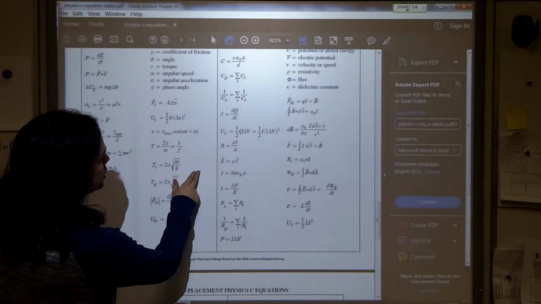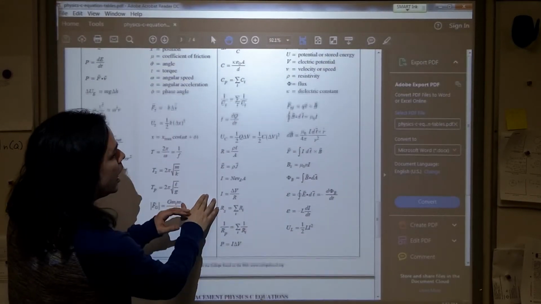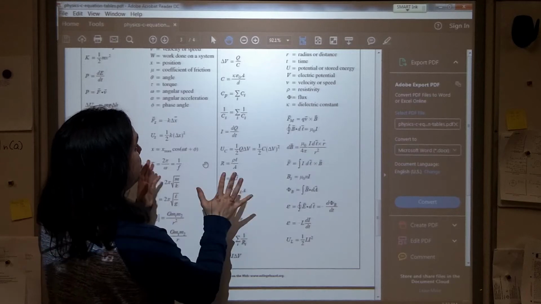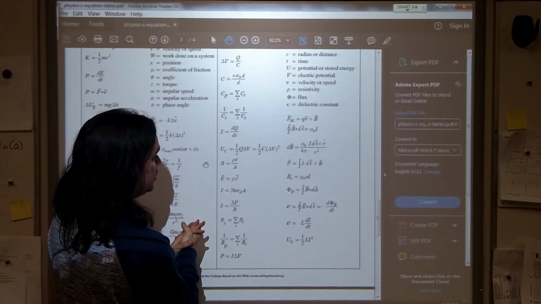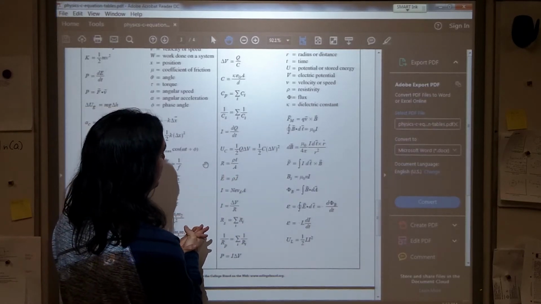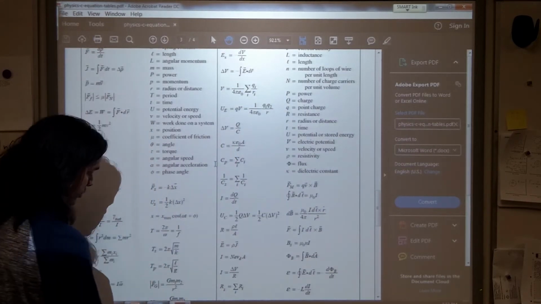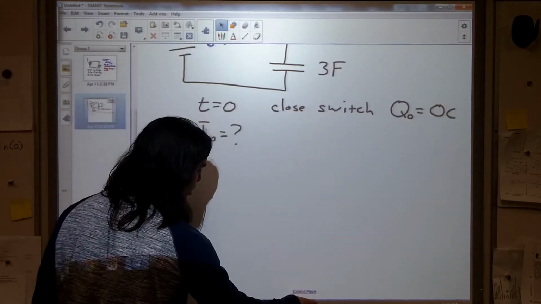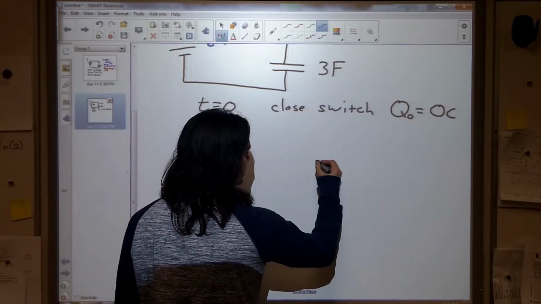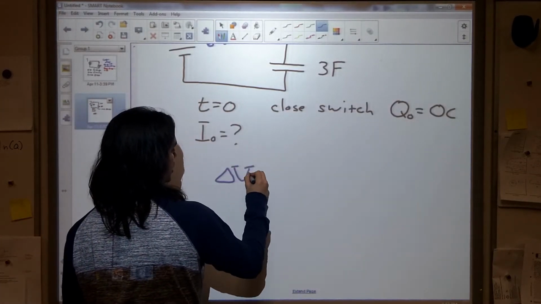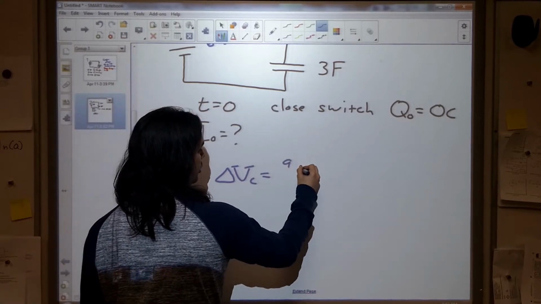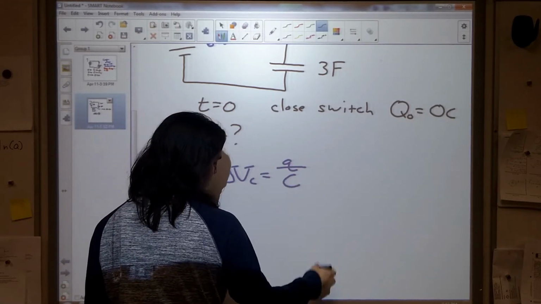Here's the AP equation sheet, since I'm trying to get you prepared for that. Let's see. So we've got a couple different capacitor equations. One of the big ones that we're going to need for circuits, however, and I don't know why they have it listed this way, is delta V equals Q over C. The equation is delta V across the capacitor is equal to Q, the charge on the capacitor, over C.